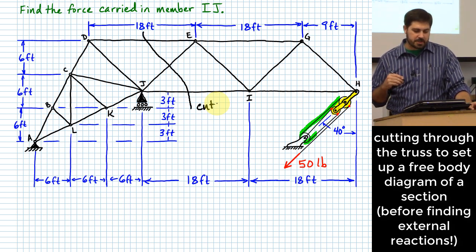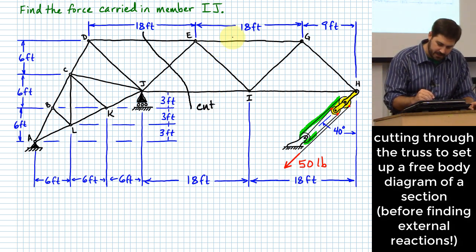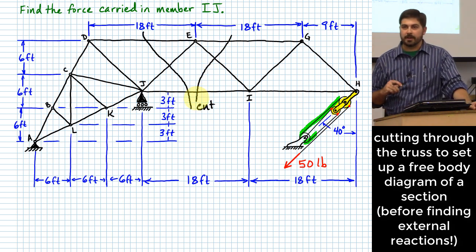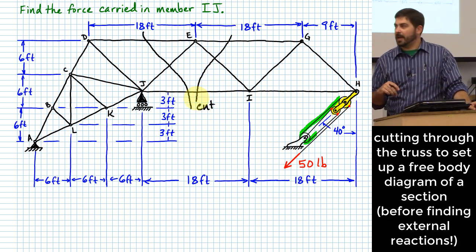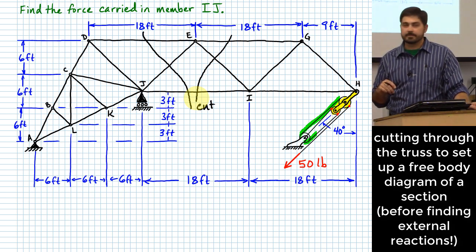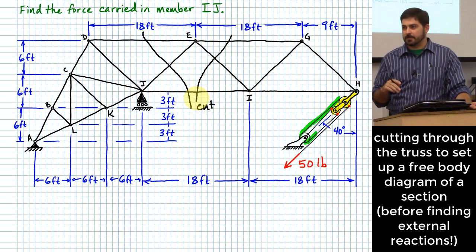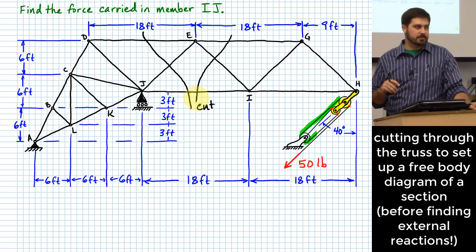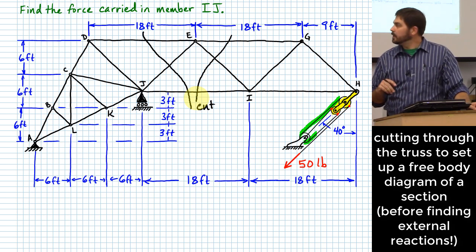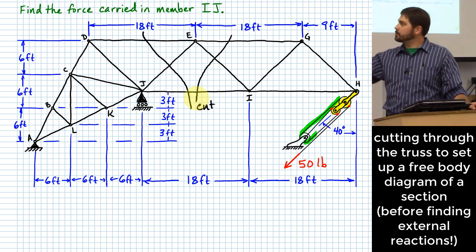Okay, his question just now is, couldn't you just as easily have made a cut, I think maybe you're saying, over here? Okay? So let me ask you all this. Is that okay? Can I make a cut over there? Is the process much different depending on which way I make the cut? Because remember, once you make the cut, you're going to make a free body diagram of things that are to the right of the cut.